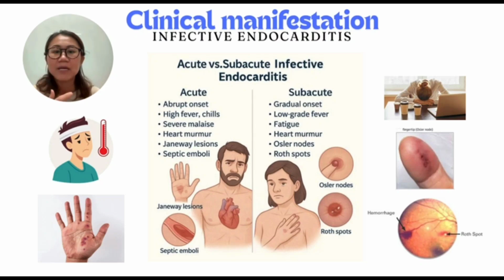In contrast, subacute infective endocarditis develops more slowly and is usually caused by less virulent organisms such as Streptococcus viridans. Patients commonly present with low-grade fever, fatigue, weight loss, weakness, night sweats, and a gradually developing heart murmur. Immune-mediated manifestations such as Osler nodes, Roth spots, and hematuria are more commonly seen in subacute cases because the infection persists for a longer duration.